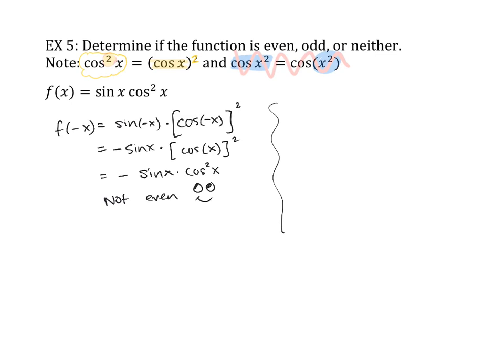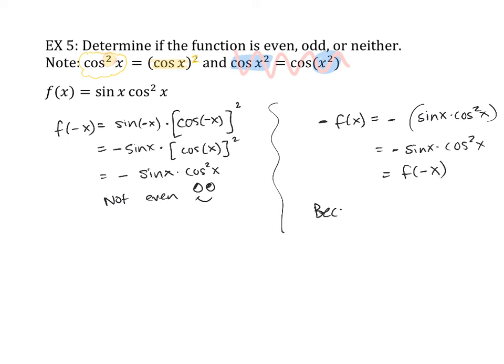Let's see if it's odd. Let's see what happens if we take the opposite of the function. So our function is sine of x times cosine squared of x. And the opposite of that would just make the whole thing negative, negative sine of x times cosine squared of x. And that is the same as f of the opposite of x. Because the opposite of f of x is equal to f of the opposite of x, that means the function is odd.